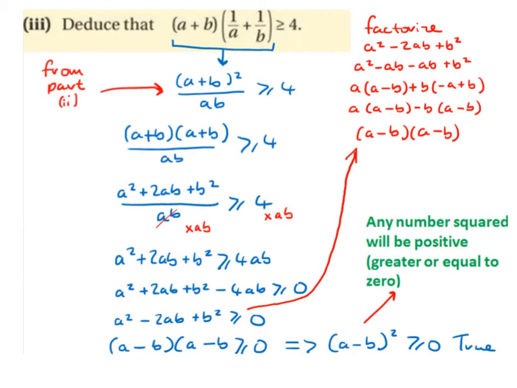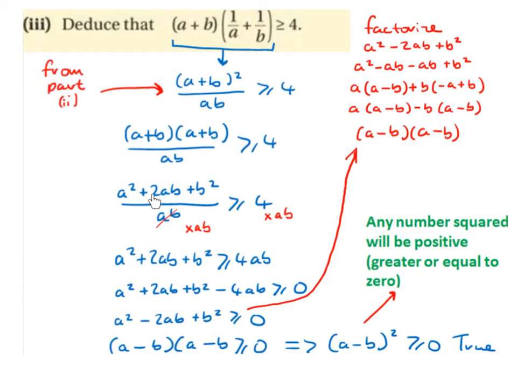So we can multiply out these brackets. So A plus B squared gives us A plus B times A plus B. And A plus B times A plus B is A squared plus 2AB plus B squared. That's still all over AB. And that's still greater or equal to 4.